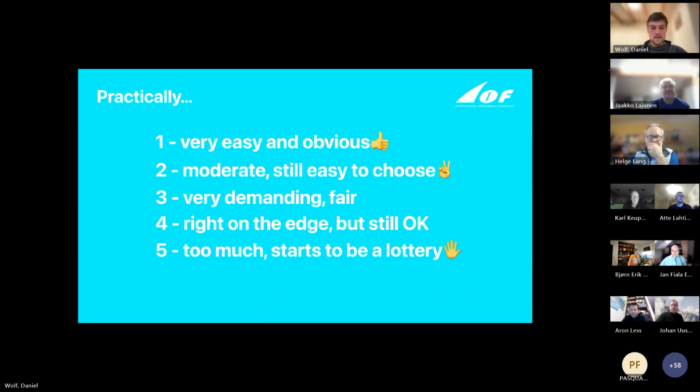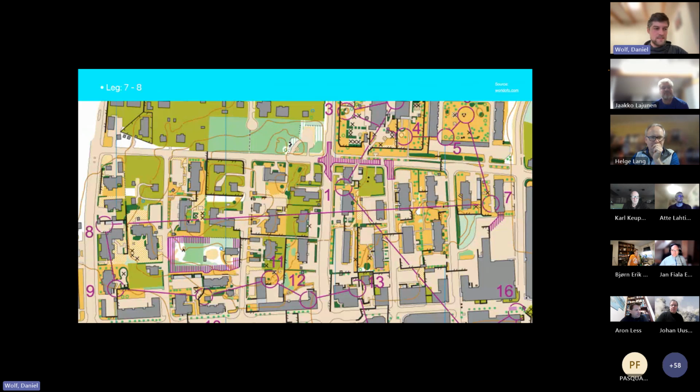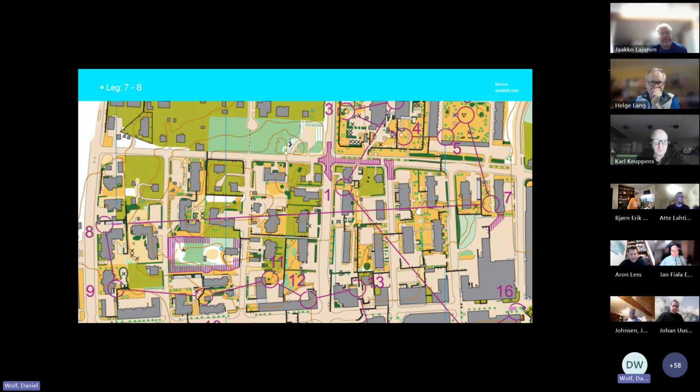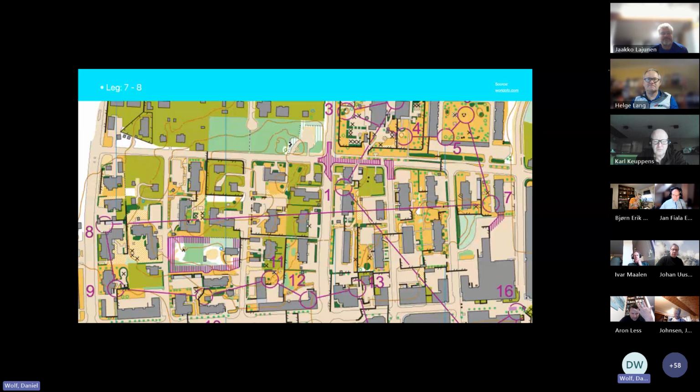Well, let's have an example. This is the famous so-called Labyrinth World Cup in Imatra back in 2014, so it's more than 10 years ago. At that time, this was considered too tricky by many athletes. But yeah, at that time, they were simply not ready for such a massive usage of artificial fences. But now, please focus on leg 7 to 8. And my question is, how would you evaluate it from today's perspective?